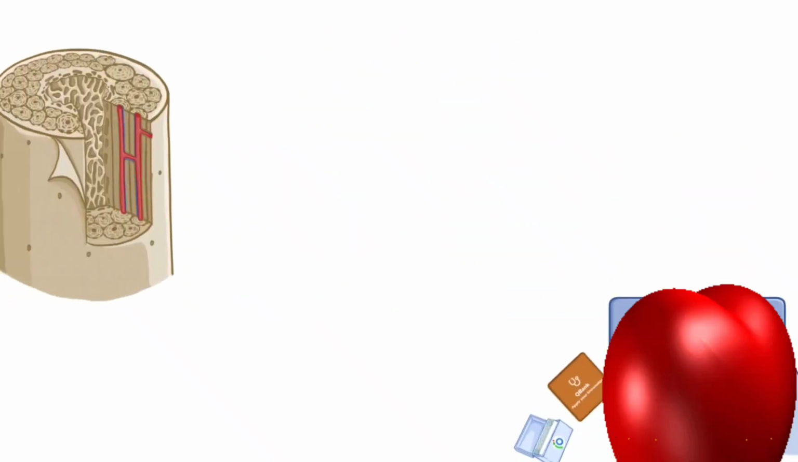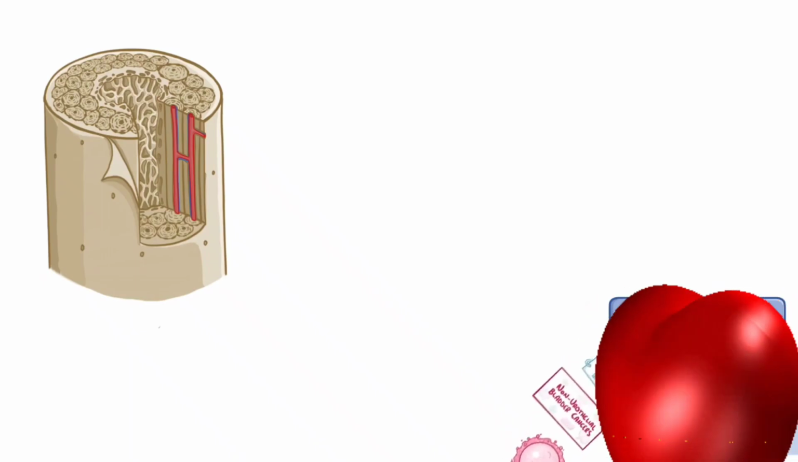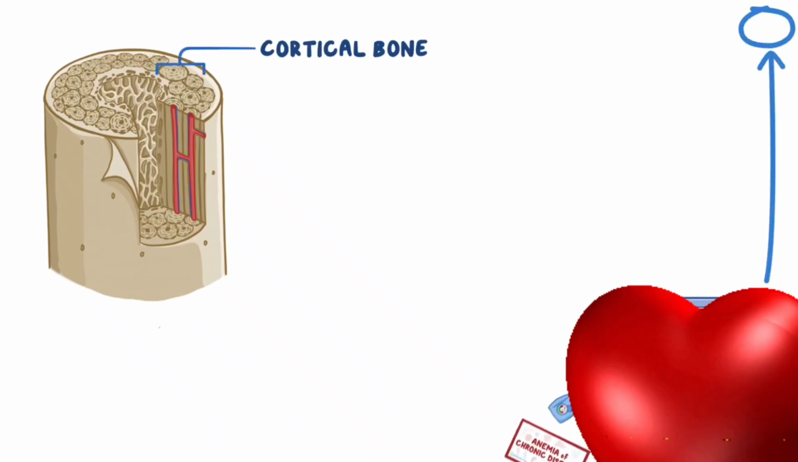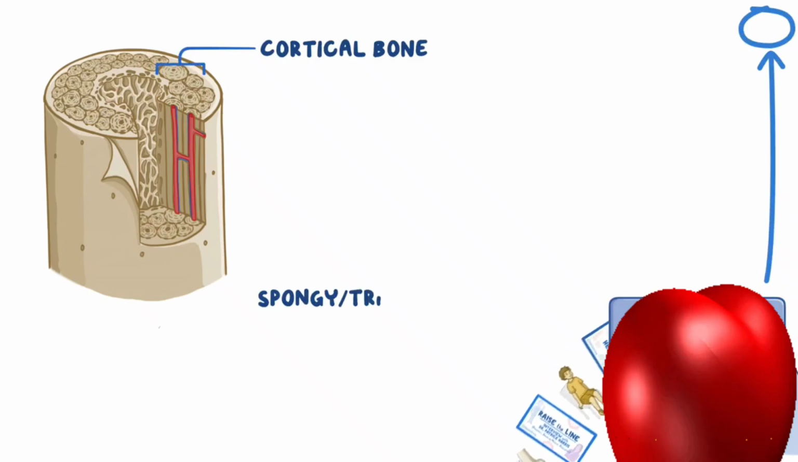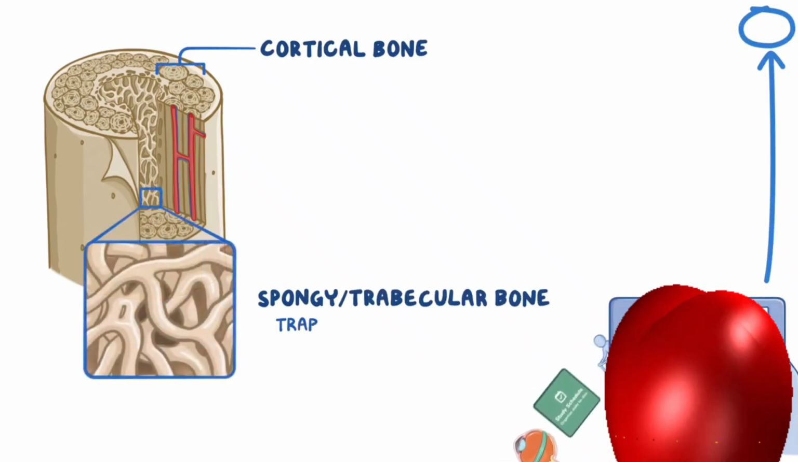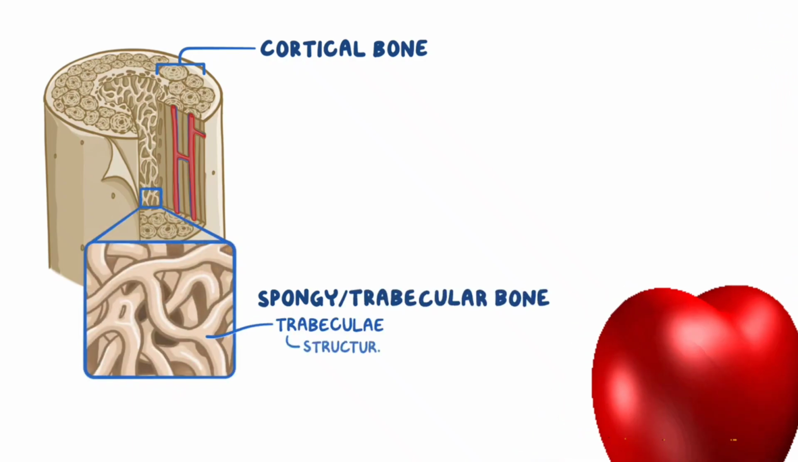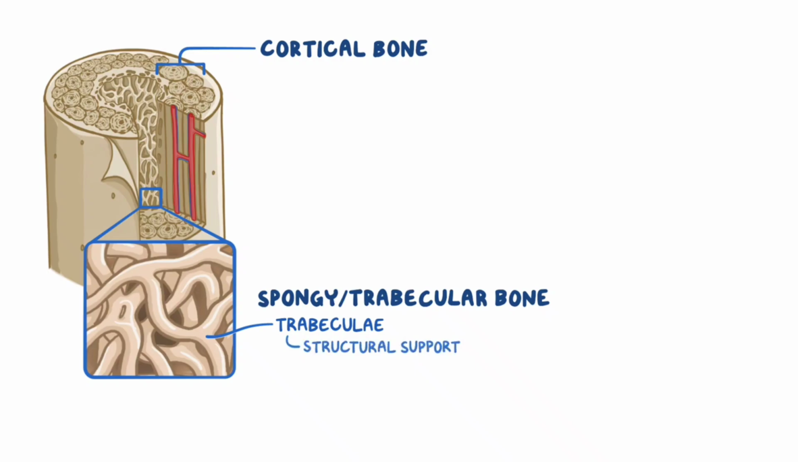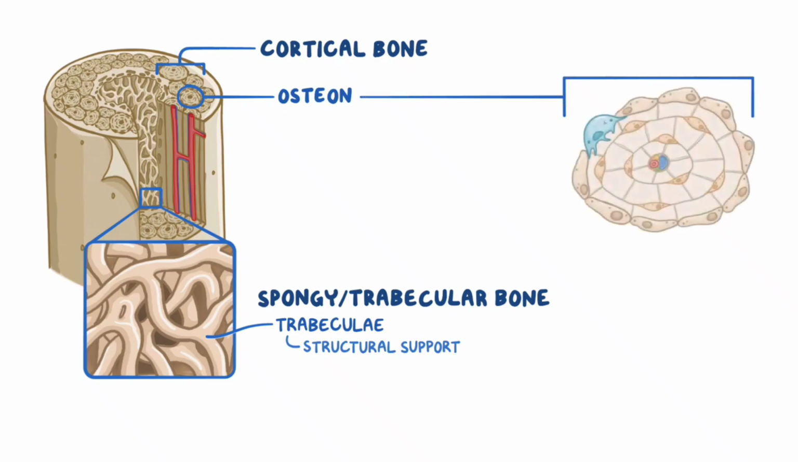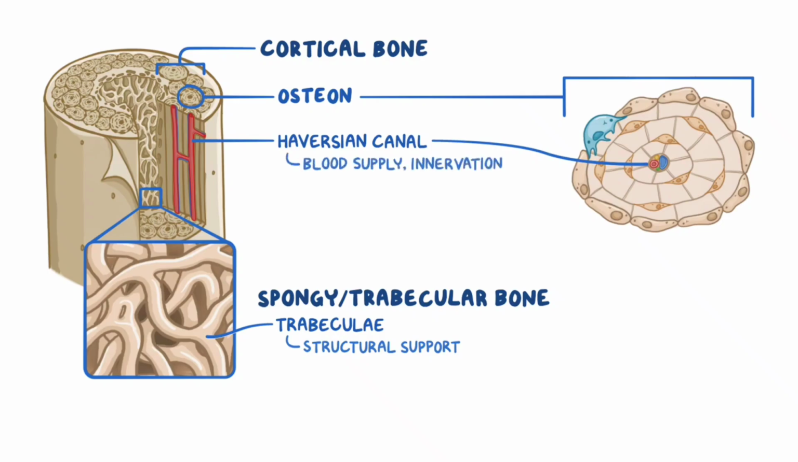Looking at a cross-section of a bone, there's a hard external layer known as the cortical bone, and a soft internal layer of spongy bone, or trabecular bone, that is composed of trabeculi. The trabeculi are like a framework of beams that give structural support to the spongy bone. The cortical bone, in turn, is made up of many functional, pipe-like units called osteons, which run through the length of the bone. In the center of these osteons, there are hollow spaces called haversian canals, which contain the blood supply and innervation for the bone cells.